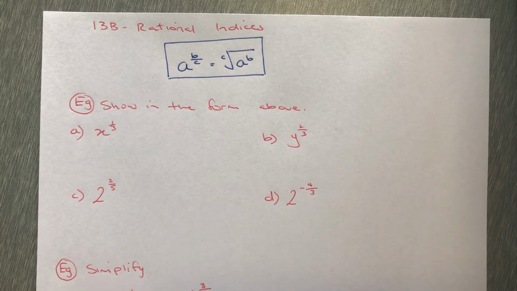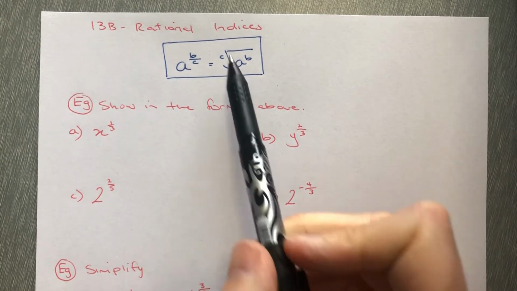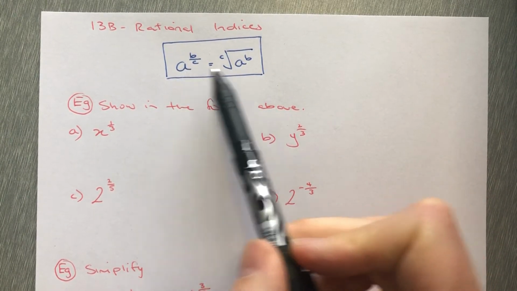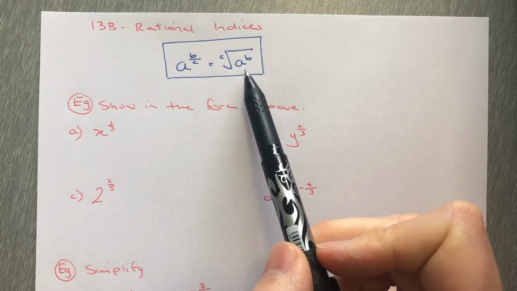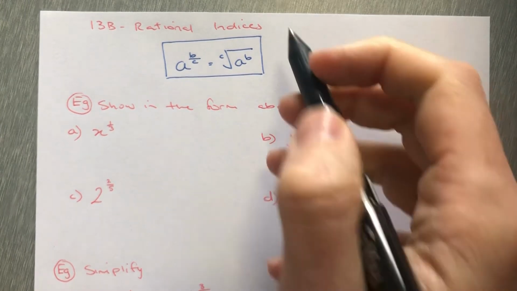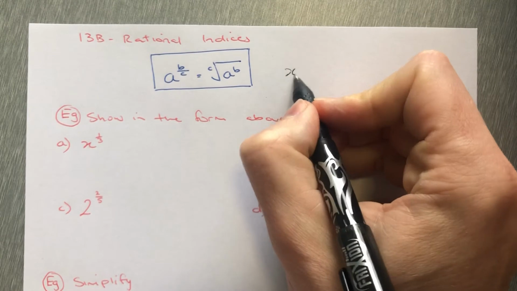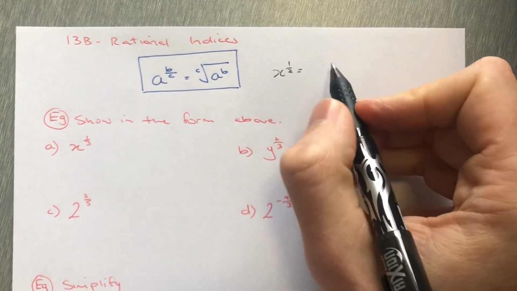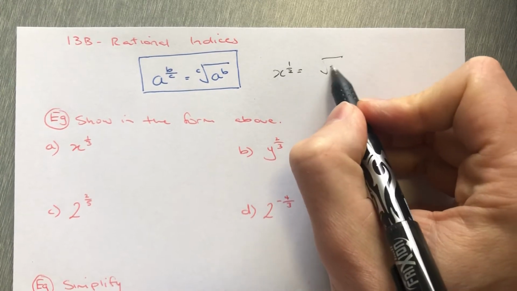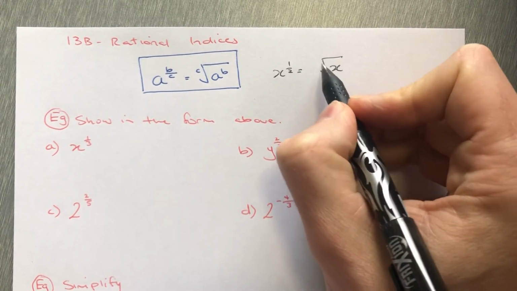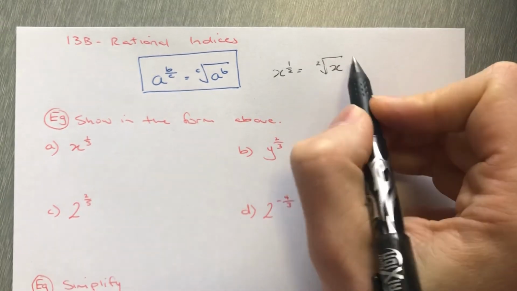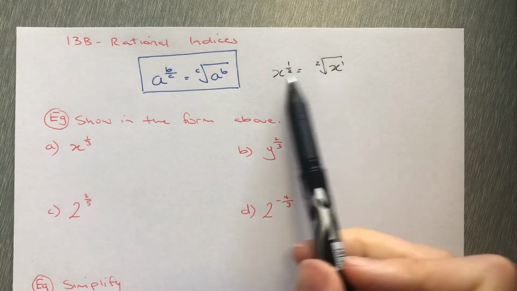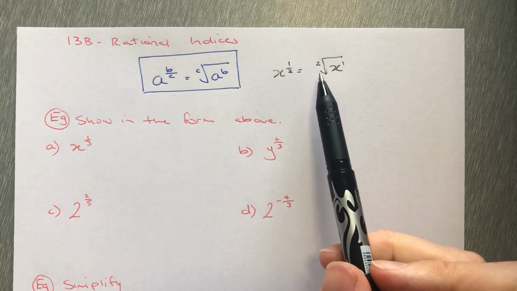Hey guys, 13b now. In 13b, we're mainly looking at this formula and how to transfer between these two forms, because they mean the same thing. For example, x to the power of 1 half is the same as the square root of x. With the square root of x, a 2 would be there, but we don't normally draw that, and x is to the power of 1. That one's reasonably easy to understand, I hope.